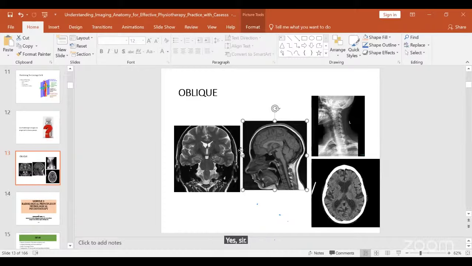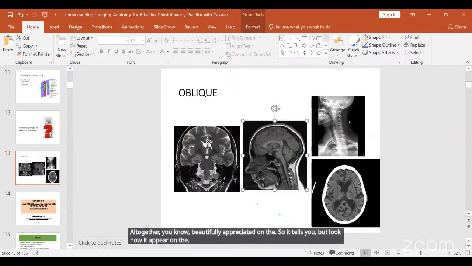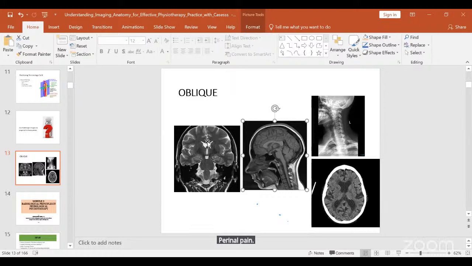Now look at this structure. Can we see this structure on the sagittal view? Yes, sir. That's the corpus callosum. And I would say here is the corpus callosum. Are we together? Look at it, beautifully appreciated on the sagittal view. But look at how it appears on the coronal view. This is where it appears on the axial view. So first and foremost, the same structure that I have highlighted can appear differently across the planes.